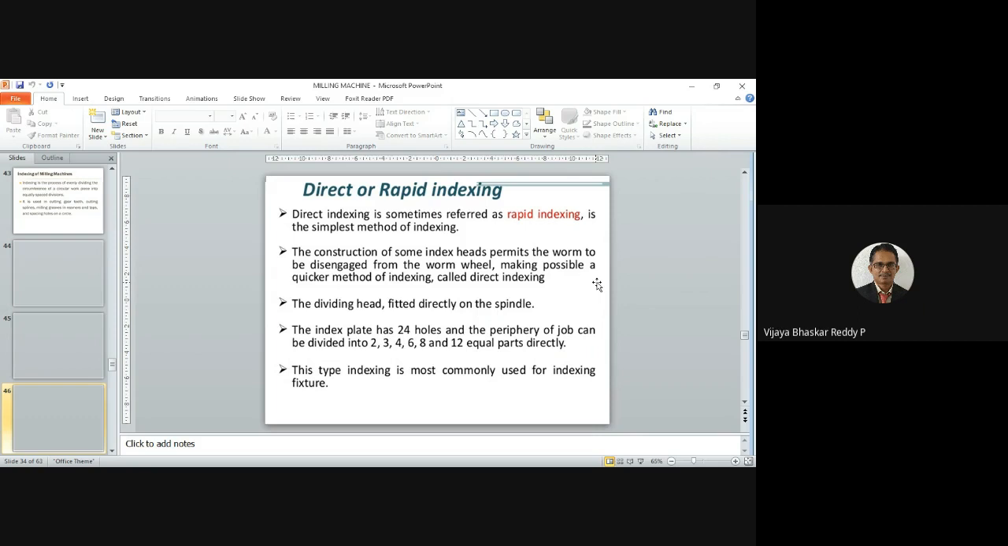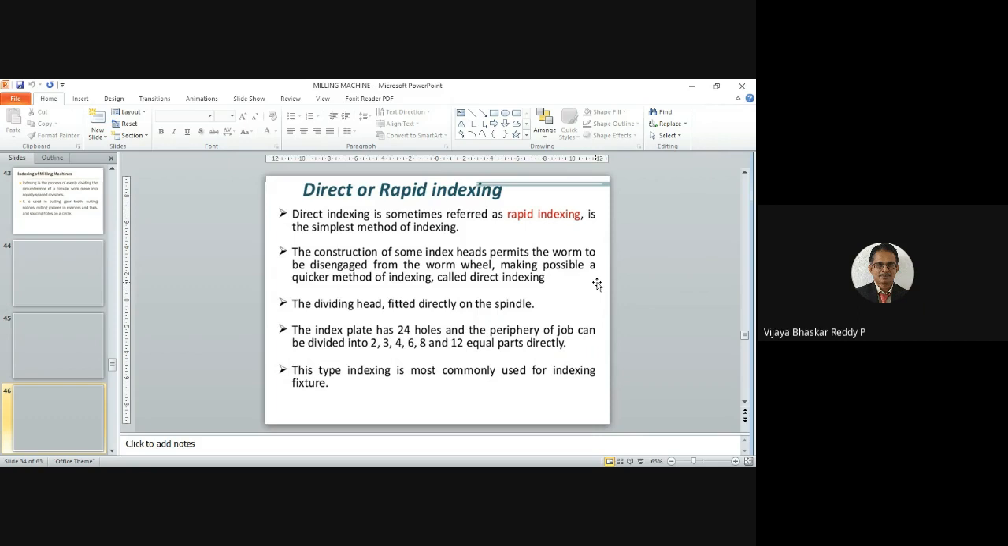The construction of some indexing heads permits the worm to be disengaged from the worm wheel. There is a worm and worm wheel attachment, so based on that, rotations happen. The workpiece which is fixed on the table can be rotated properly based on the required calculation, making possible a quicker method of indexing called direct indexing. The dividing head is fitted directly on the spindle, so we can mark it directly.